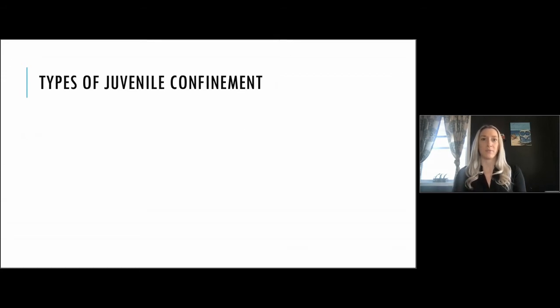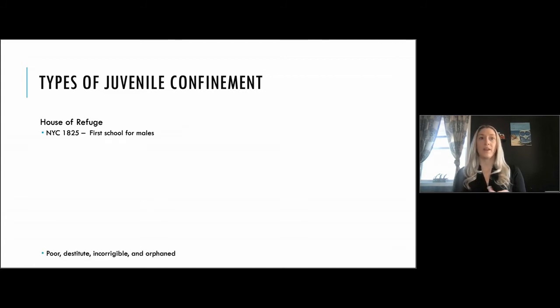So let's cover those. First, the house of refuge. These were created in New York City in 1825. This was the very first school, and it was for males. Youth who were sent here were poor. They could be destitute, incorrigible, which means they couldn't be encouraged to engage in positive behaviors. They just didn't listen to anyone, or orphaned. So you see you have many different types of youth being housed in these houses of refuge here.